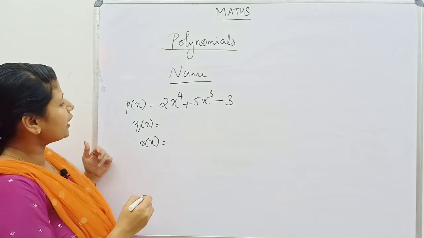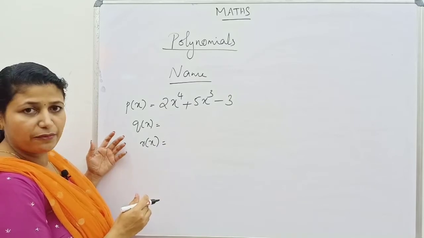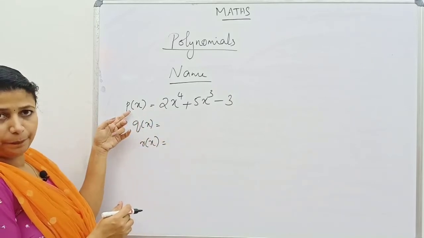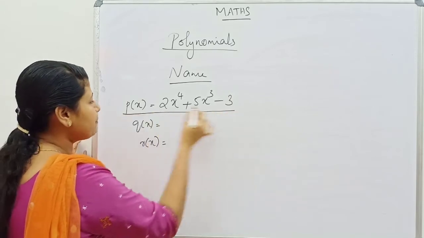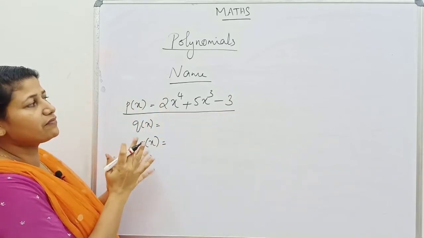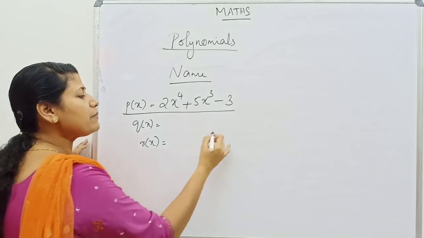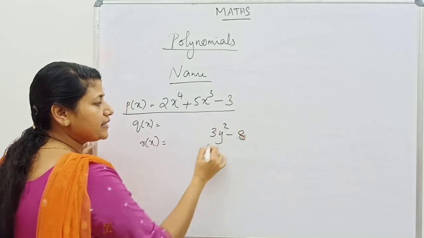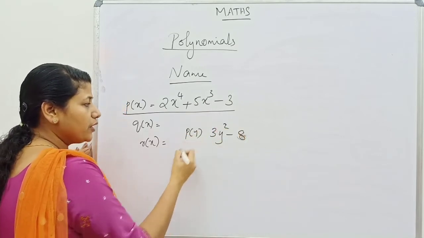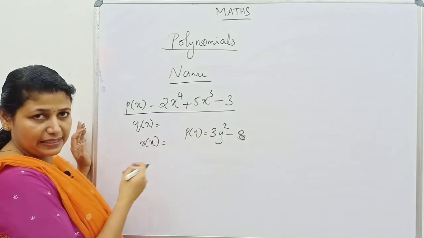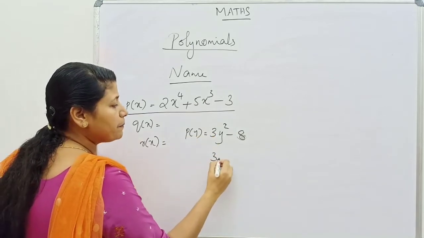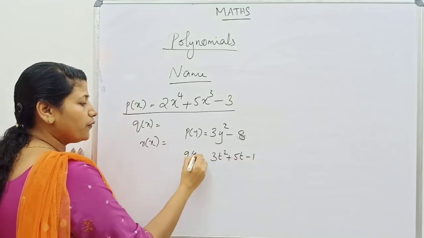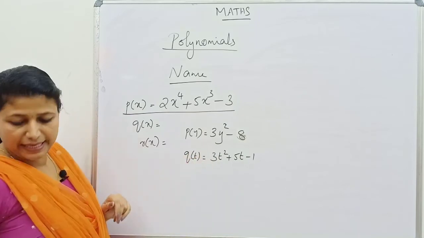That means we are using the small letters of the English alphabet for this, and the variable of the polynomial we put in the brackets. Got it? So I am using p of x equal to 2x raised to 4 plus 5x cube minus 3. If you are given another polynomial, 3y square minus 8, you can write this as p of y or q of y or r of y, just like that. Then if you are given 3t square plus 5t minus 1, you can write this as q of t or p of t or r of t, just like that.